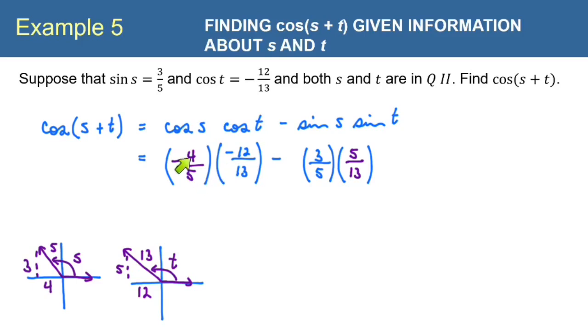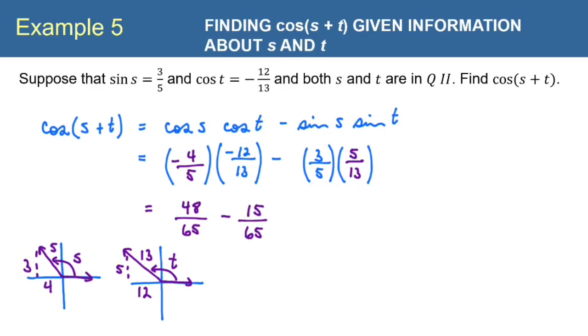So let's start by multiplying the first two fractions together. For negative 4/5 times negative 12 over 13, we're going to multiply top times top and bottom times bottom. Negative 4 times negative 12 is 48. In the bottom, 5 times 13 is 65. Now we have a minus sign. And then we'll multiply these last two fractions together. Top times top gives us 15. Bottom times bottom gives us 65.